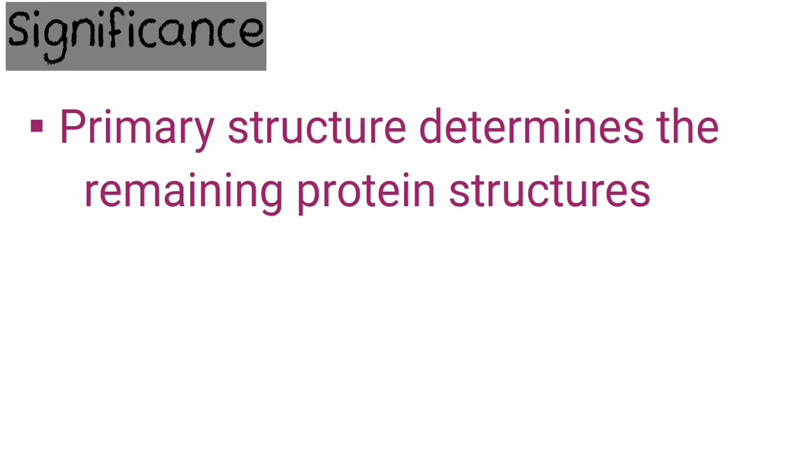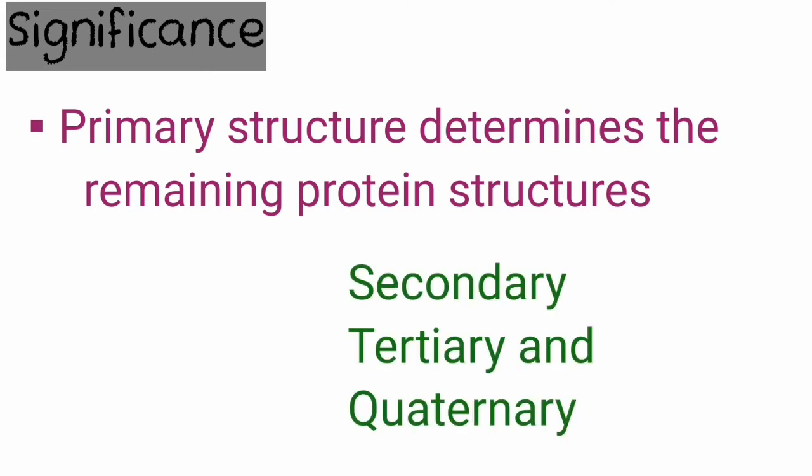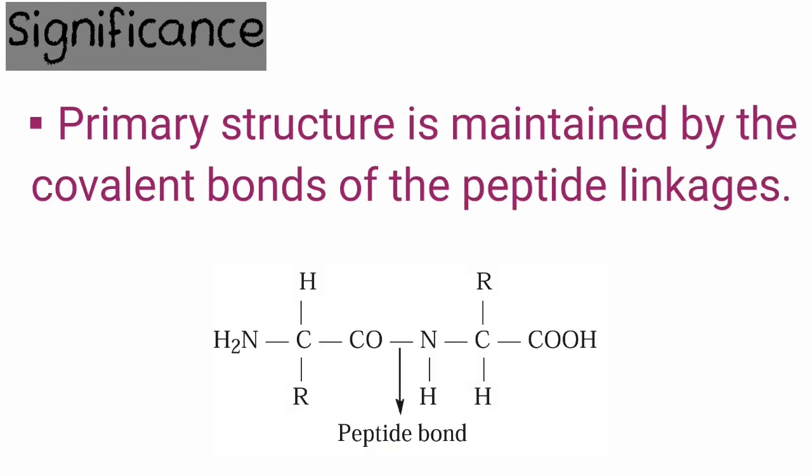And primary structure also determines the remaining protein structures, like it determines the secondary, tertiary and quaternary structures of proteins. Coming to the bonds which maintain the primary structure, the main bond is the peptide bond, also called as amide bond. So these maintain the primary structure.